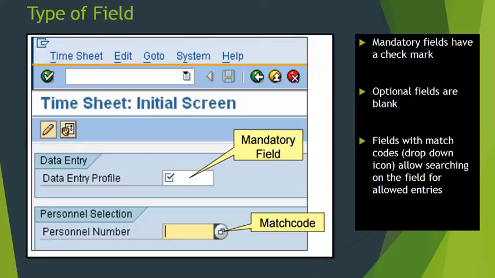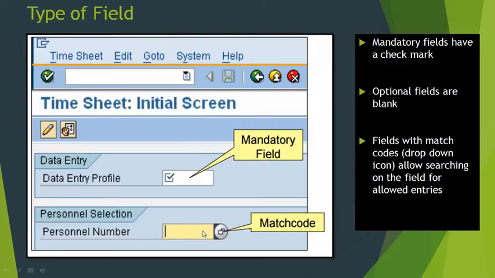So there are different types of fields. Basically we are going to see 2 types of fields. Whenever there is a field with a check mark applied on it, this is a mandatory field. It means to execute the transaction you must fill this field. You also have some different fields which do not have this check mark, so those fields are the optional fields. And whenever you see this type of field, this is known as the match code.